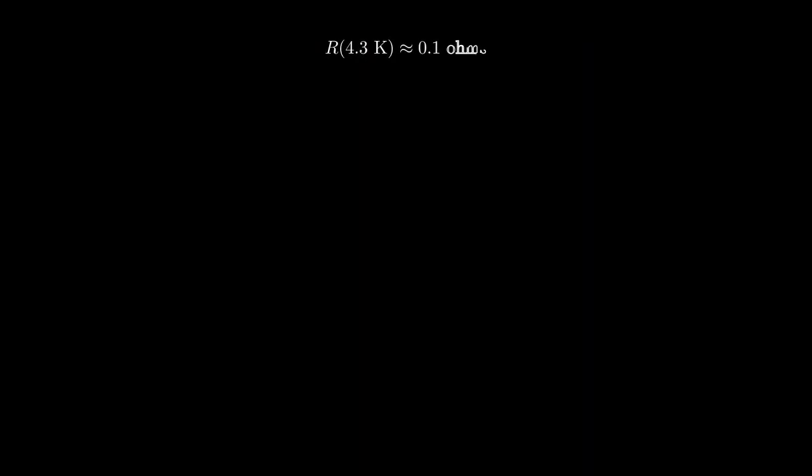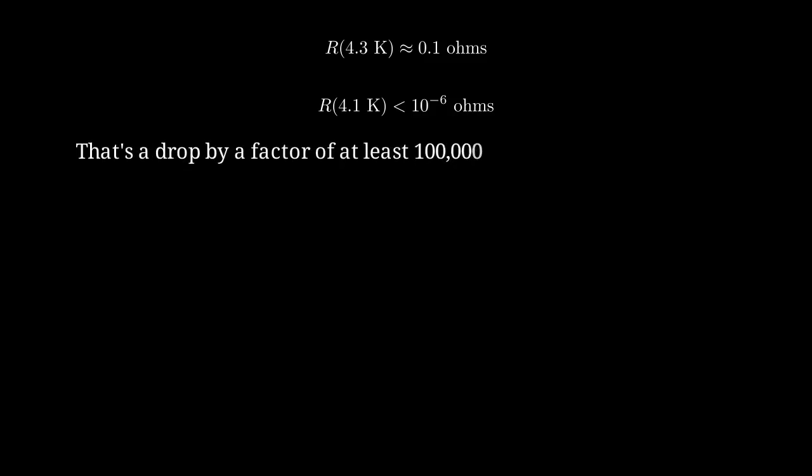At 4.3 Kelvin, just above the transition, the resistance was about 0.1 ohms. This was easily measurable with the instruments of the time. At 4.1 Kelvin, just below the transition, the resistance was less than 1 microohm. It was below the detection limit of any instrument Onnes had available. That represents a drop by at least 5 orders of magnitude, happening within a fraction of a degree. Nothing in classical physics predicted this.